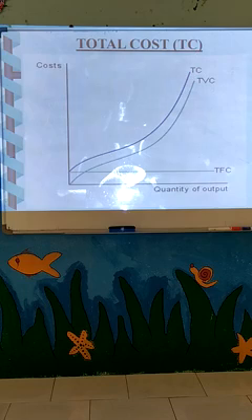In this TC diagram, one thing you have to remember: the TC does not start from zero. TVC starts from zero, but the TC won't start from zero because even at zero output there will be a cost, as this is an addition of both the fixed and variable cost. So at zero output, the fixed cost will be there. As a result, the total cost will also be there. So the total cost curve will start from above 0. What is the fixed cost? That will be the total cost at zero output. So this will start from above the 0 point.